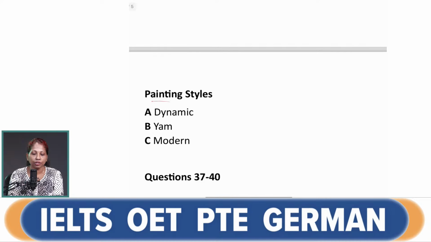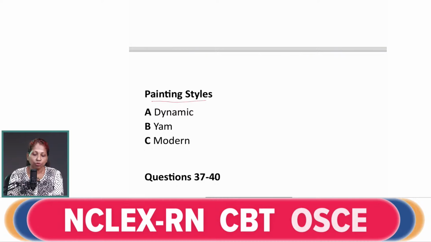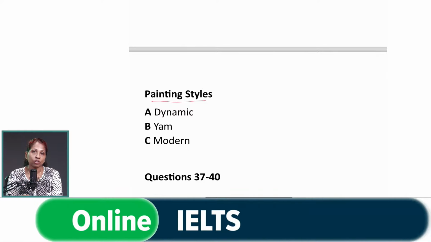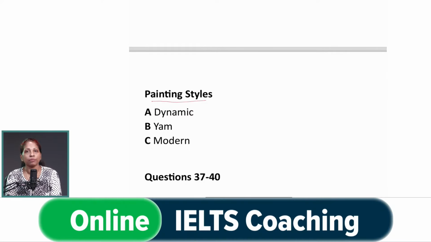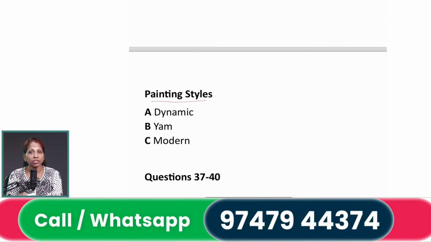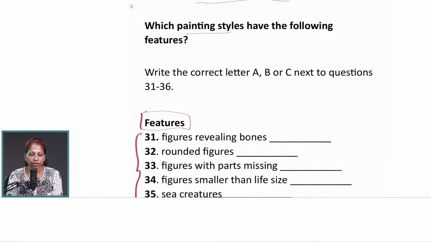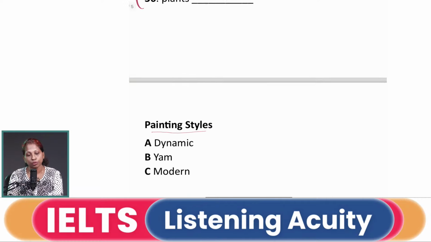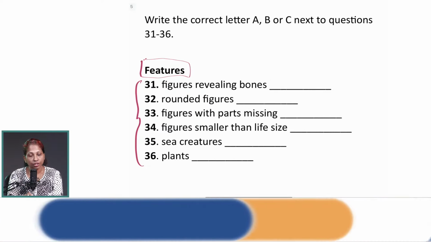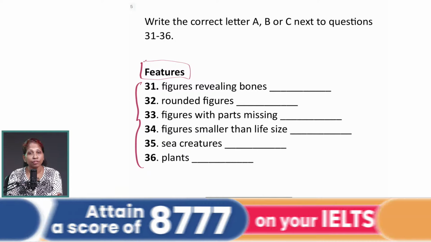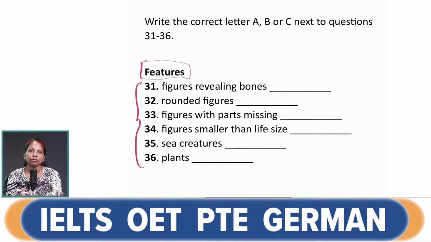You can see these are your options. Out of these options, you have to choose one for each. You have to tell if a particular feature is of dynamic painting, Yam painting, or modern painting. So the options are going to be repeated. Maybe dynamic painting has 2 features or 3 features or maybe 4 features. So it depends. Now you need to understand first what the relationship is between this question and the options. The relationship is that these are the features and these are the paintings. So in matching questions, you will have a set of names and then some features connected to those names, which you have to match with each other.